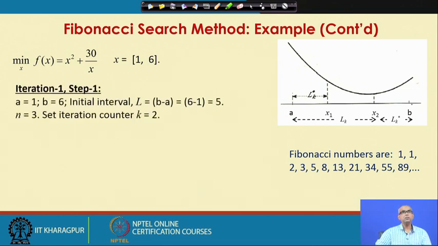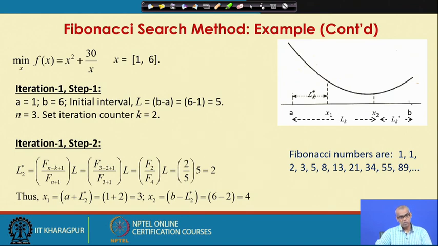In the first iteration, we set a equal to 1, b equal to 6, as the given interval. So, initial interval L is b minus a equal to 6 minus 1 which is 5. Let us say that we will perform only 3 iterations. Note that for actual practice, we will set n to a much higher value. So, let us set iteration counter k equal to 2.